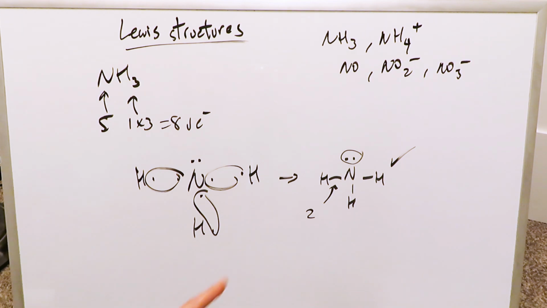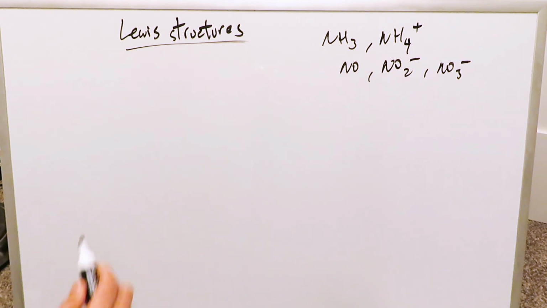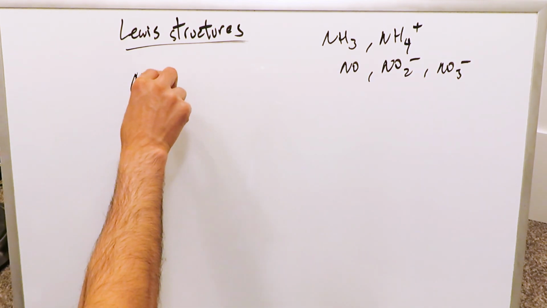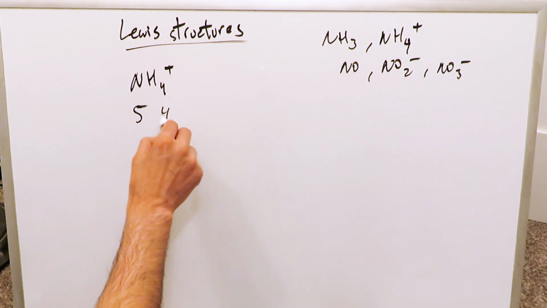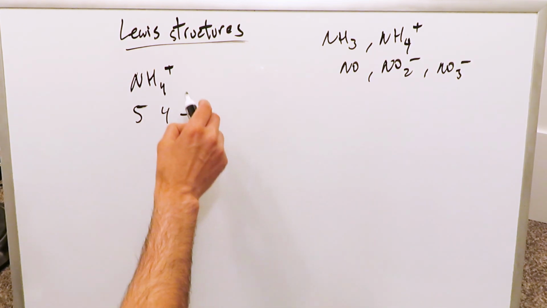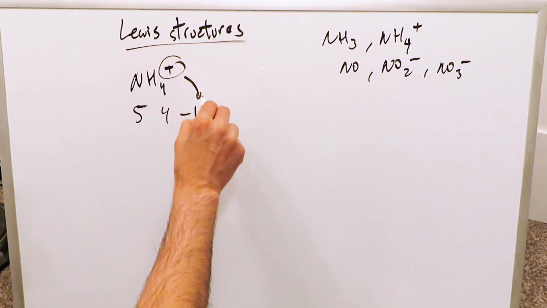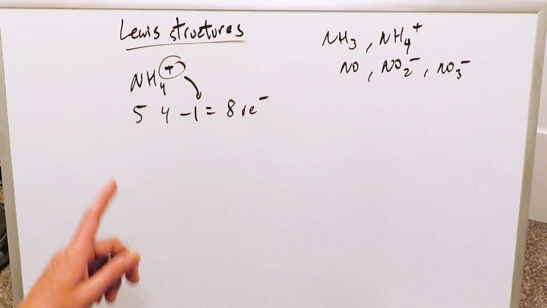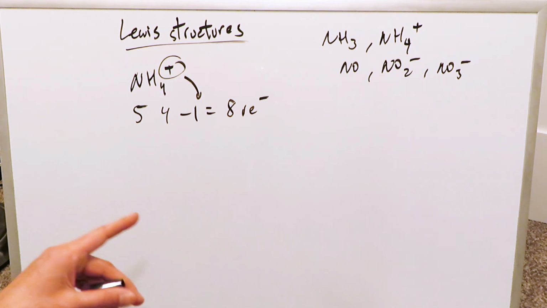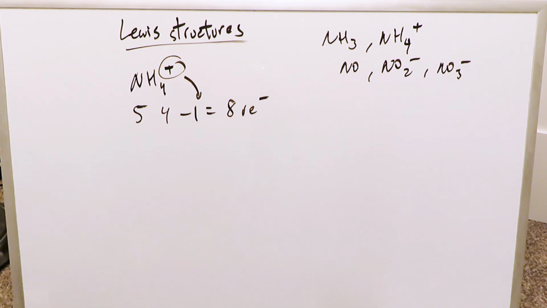So NH3 is done. Let's look at NH4+, which is the ammonium cation. The ammonium ion is not hard to do. You have to count your valence electrons. You have 5 from nitrogen, 4 from the hydrogens, 1 from each, then you have to minus 1 because of the positive charge. You should have 8 valence electrons when you're done. Remember that a positive charge represents an electron deficiency, not an electron excess, hence you minus.